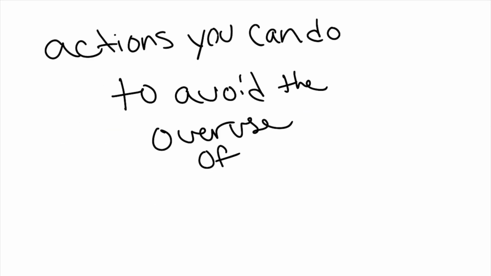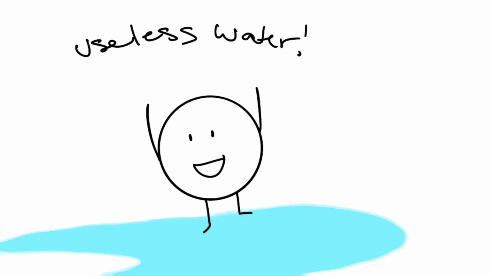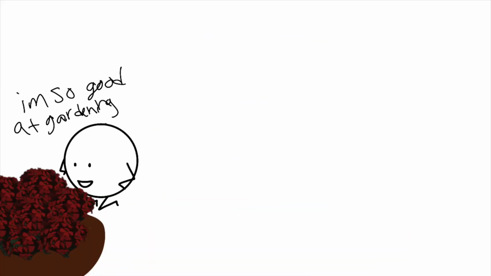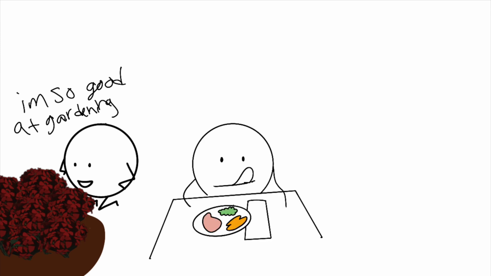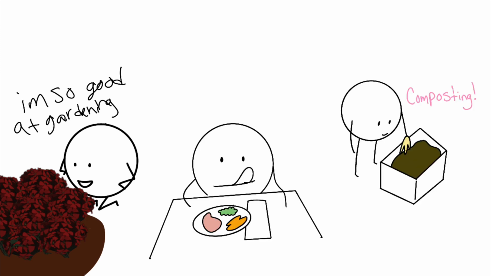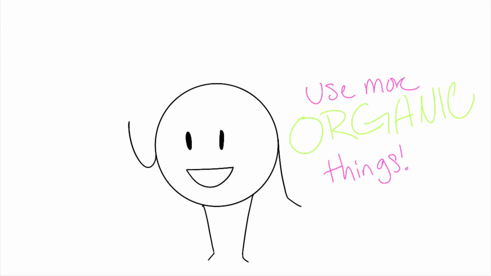Actions you can take to avoid the overuse of nitrogen are that you can use less water, plant more plants or shrubbery, and eat energy-efficient foods. You can also reduce your food waste and use more organic things.